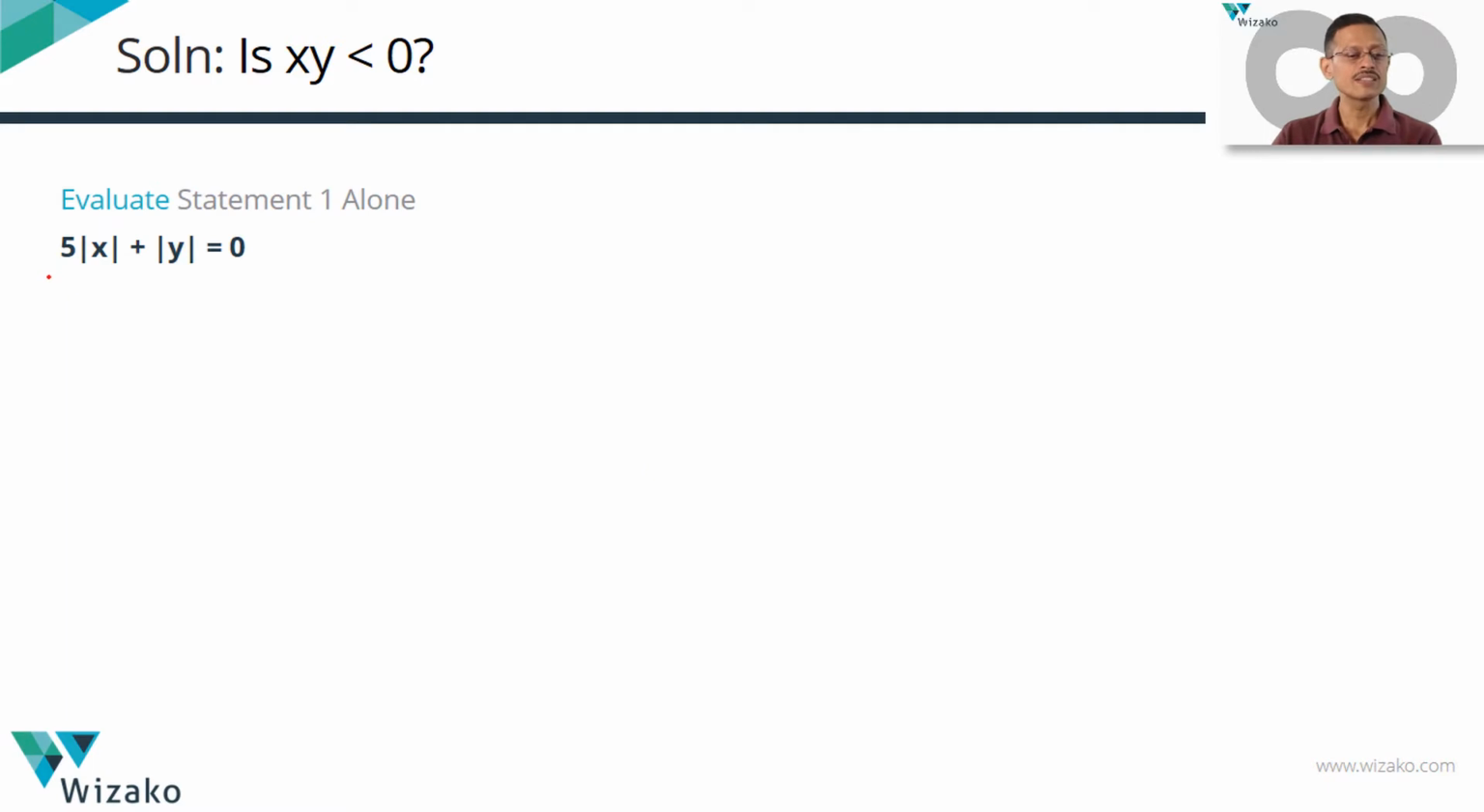Statement 1 says 5 times modulus of x plus modulus of y is equal to 0. Modulus of any number is not going to be negative. It can either be 0 or greater than 0, because you're looking at only the magnitude, the absolute value of the number. Here we have 5 times modulus of x, which is one number, and modulus of y, which is the second number. The sum of two numbers is equal to 0.